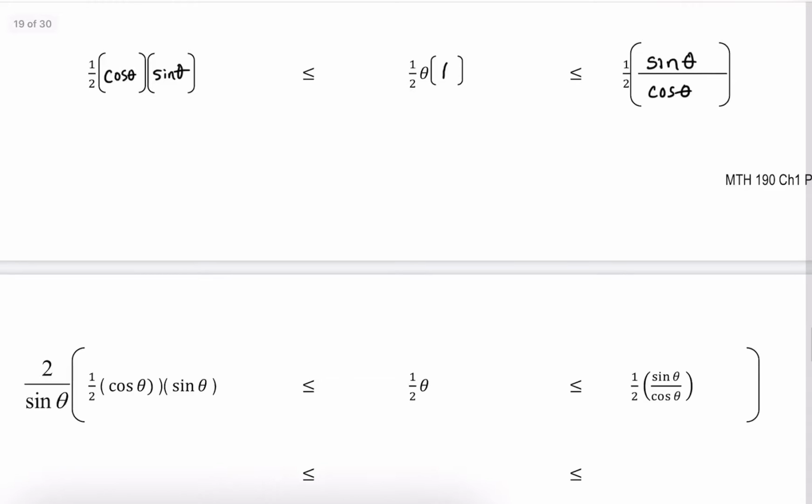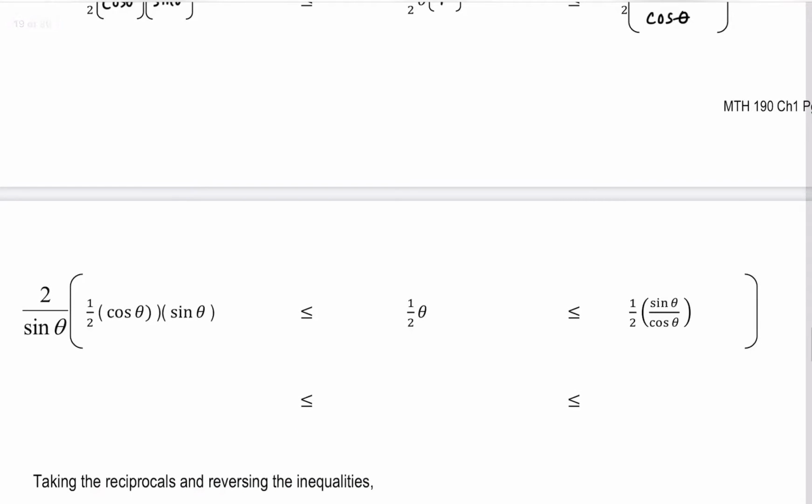All right, so here we go. We're multiplying everything through by our 2 over sine of theta. And as we do that, on the far left we are going to have just a cosine theta as we multiply that through. And then in the center here, that's just going to give us theta over sine theta. And then on the far right, we're going to have our 1 over cosine of theta. And so when you take reciprocals, you reverse inequalities.